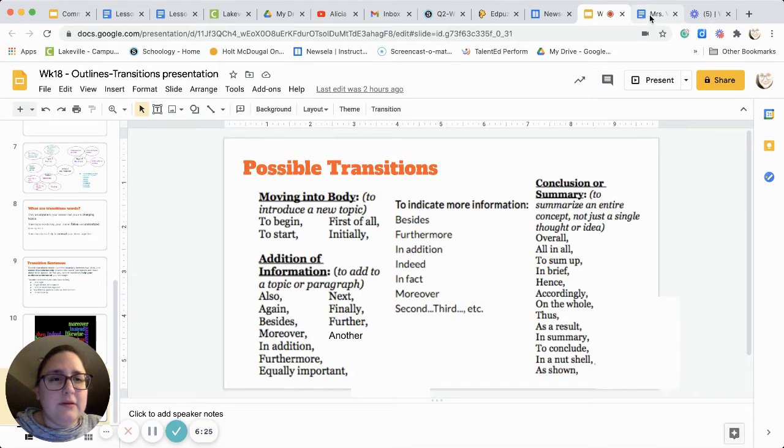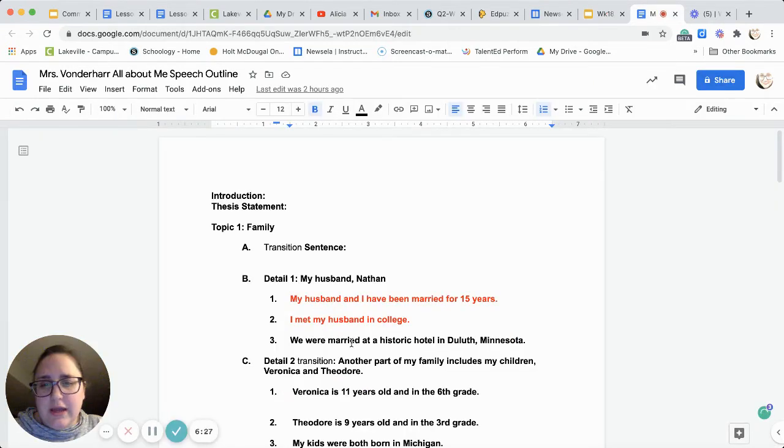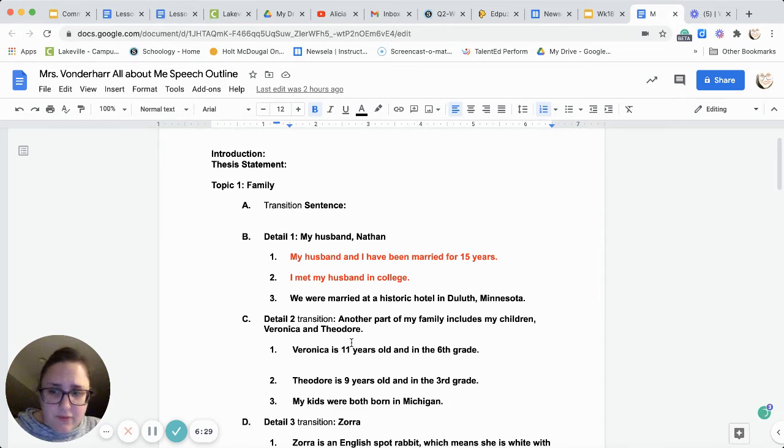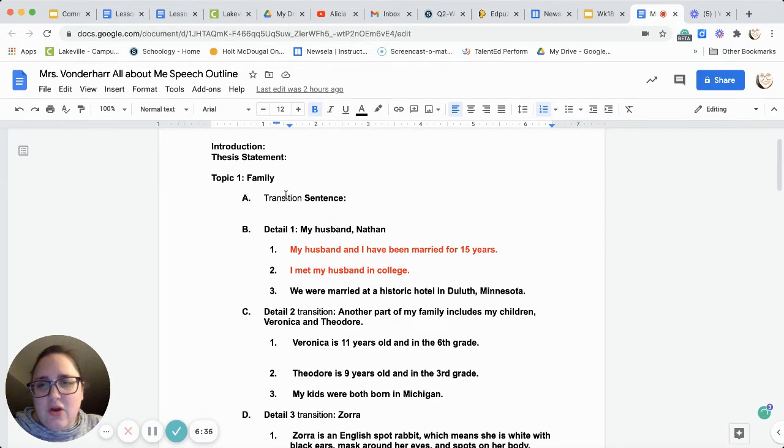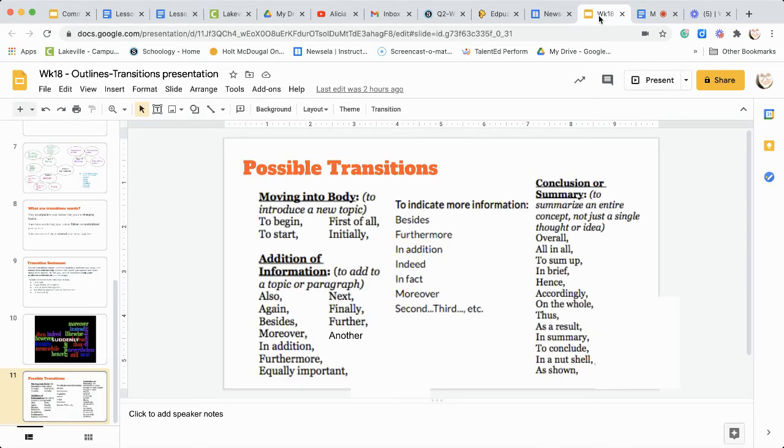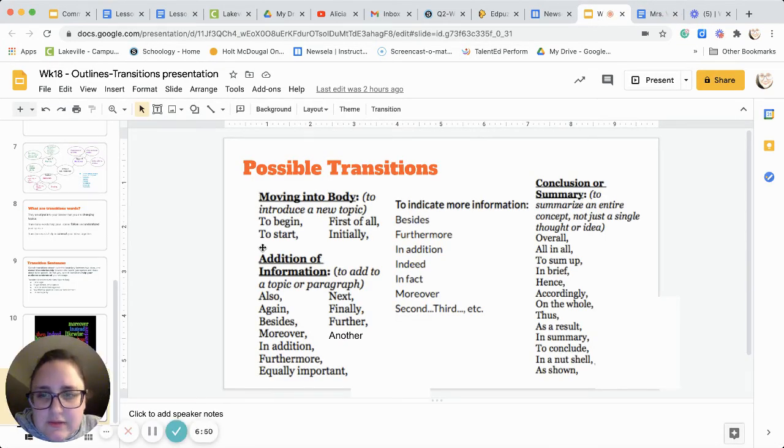Let's get over to my speech outline and take a look. I'm going to be bouncing back and forth between screens, so just prepare yourself. All right, let's start with our very first transition sentence. I know I'm transitioning from the introduction into the body of my piece. Let's go back to our presentation and look at these: to begin, first of all, to start, initially. I like to begin.